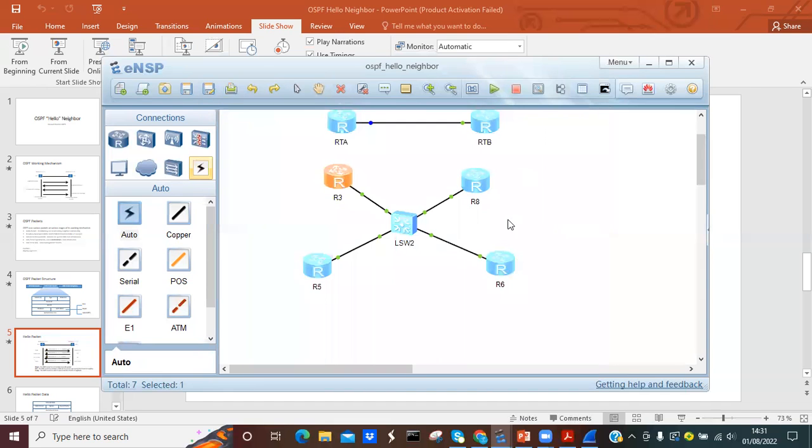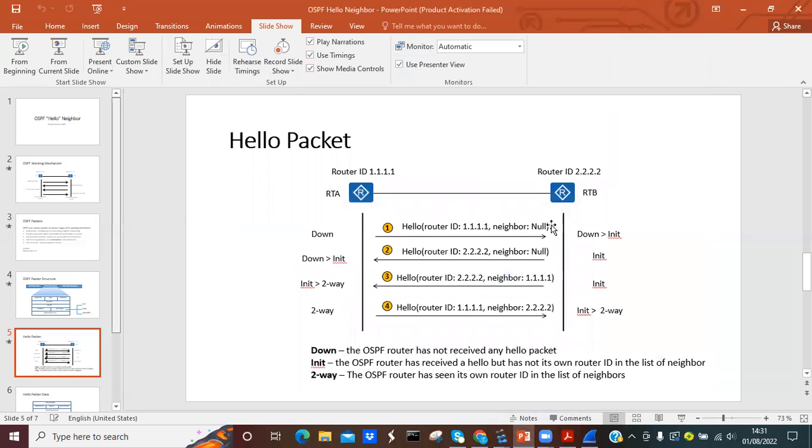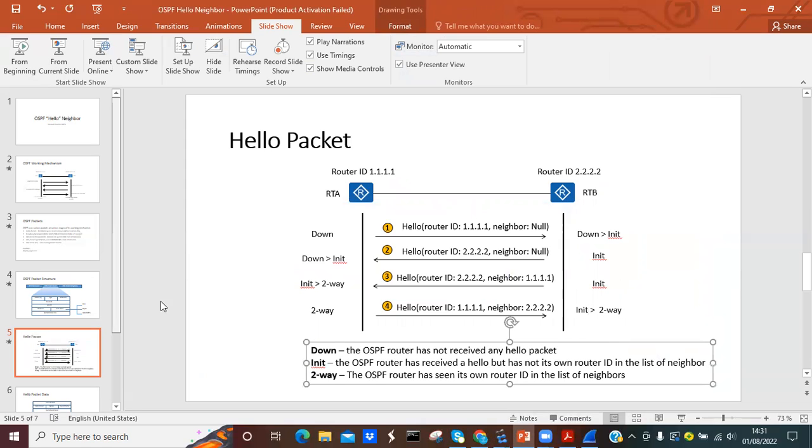So there are two stable states for neighbors, two-way or full. And you've seen how two-way comes about. We shall see how full comes about when we look at adjacencies. So for now, we know how two-way comes about.